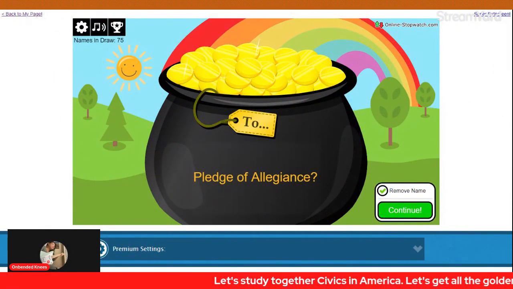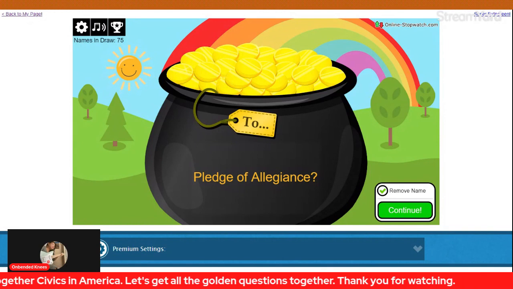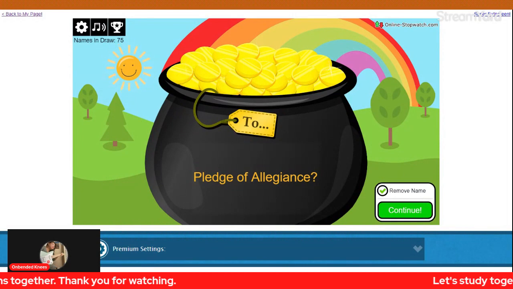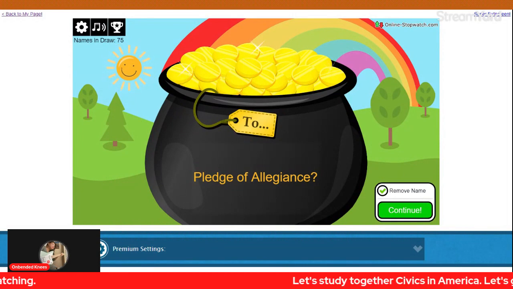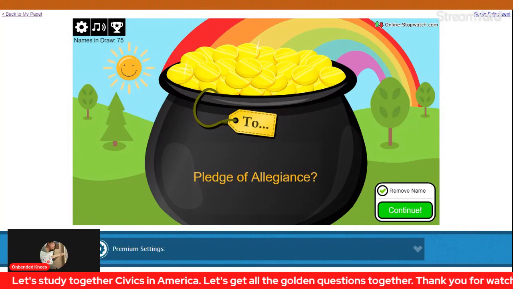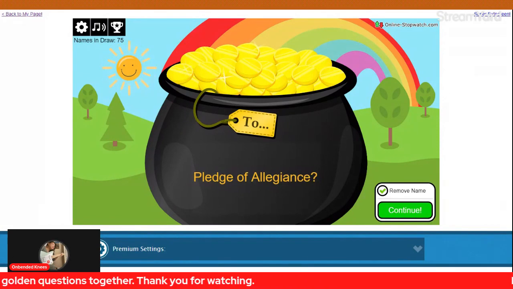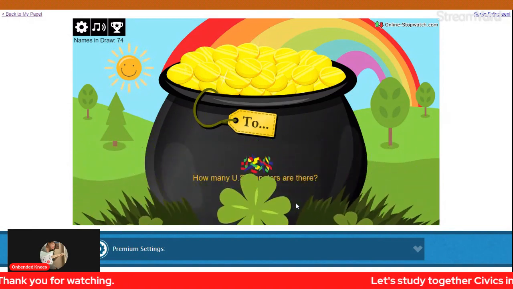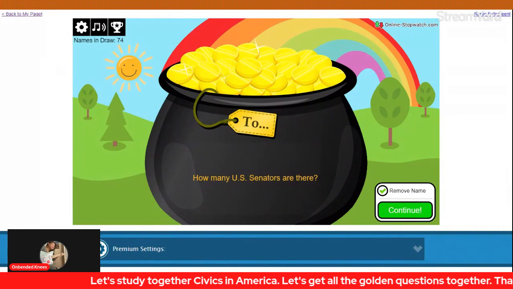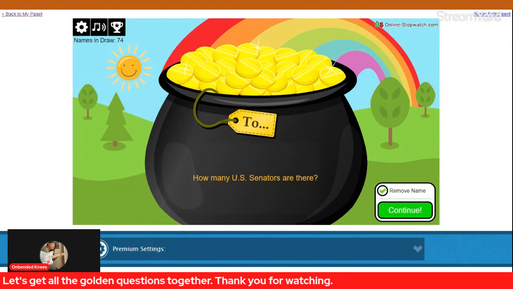Next, Pledge of Allegiance. Pledge of Allegiance to be loyal to the United States. Who do we show loyalty or pledge of allegiance to? Either the flag or the United States. The flag are both correct answers, according to my pocket study guide. How many voting members in the House of Representatives? 435. How many amendments of the Constitution? 27.